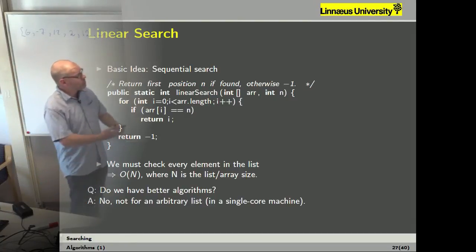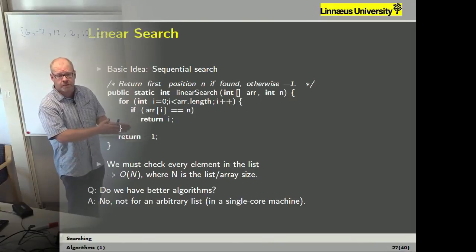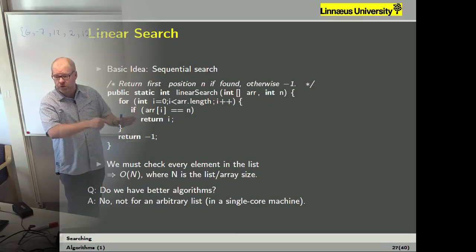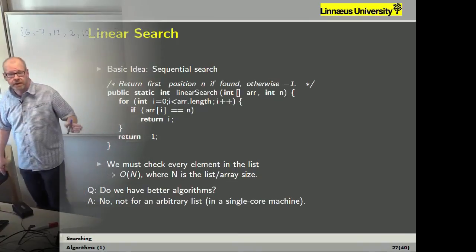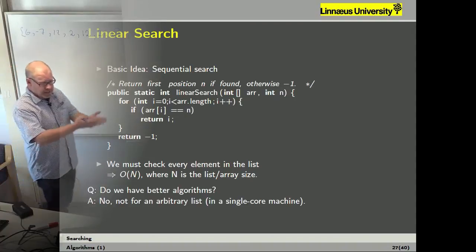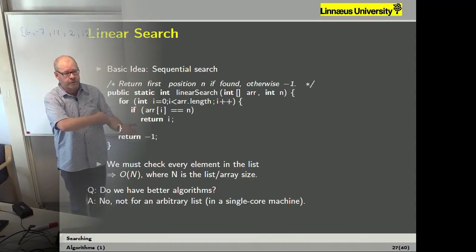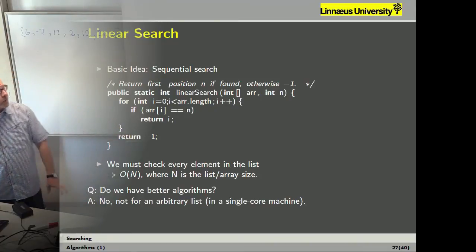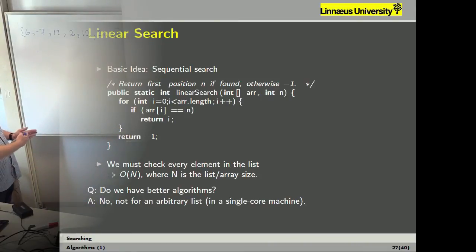If we don't have a sorted list, that means it doesn't contain any specific structure, we have no option but to start from the first element and go through all of them to check if it's there or not. I'm saying here, not for an arbitrary list in a single core machine. Of course, if you can start to divide your list in two halves and can run them in parallel, you can do it faster. But in general, if you have only one core in your machine, there is no option but to run through all the elements from the start to the end to look for it.